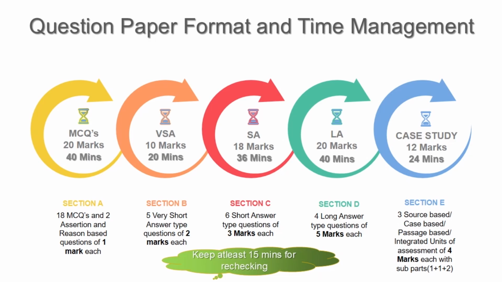We have 5 sections. Section A contains 18 MCQs with 2 assertion and reason questions. Here, spend 2 minutes for each mark. Like that, you have to calculate throughout the 80 marks. So in that way, try to complete MCQs in maximum 40 minutes.